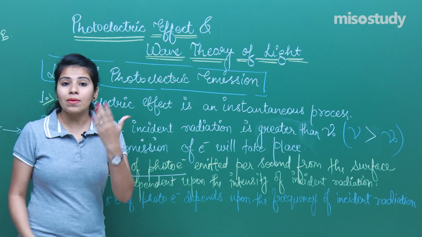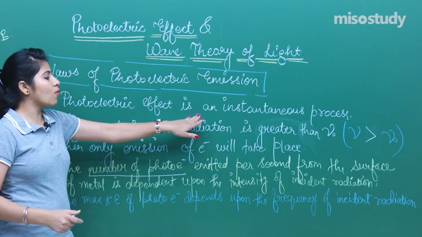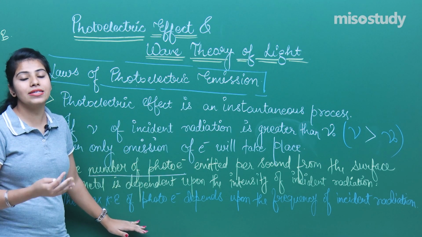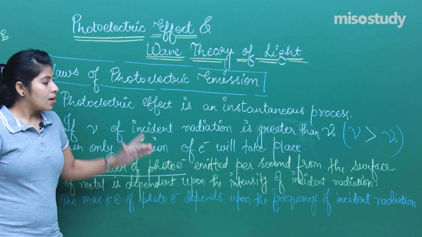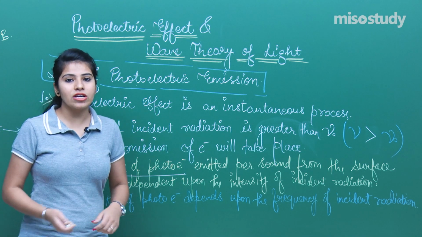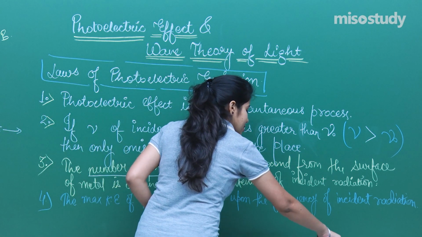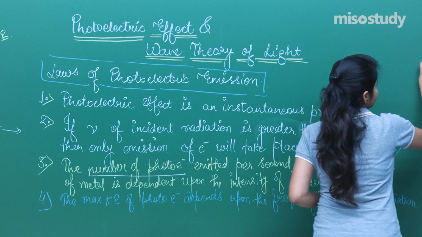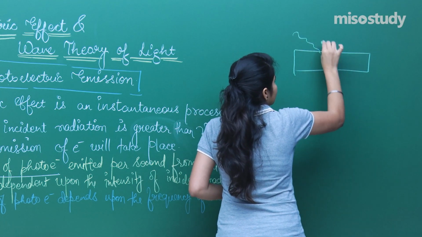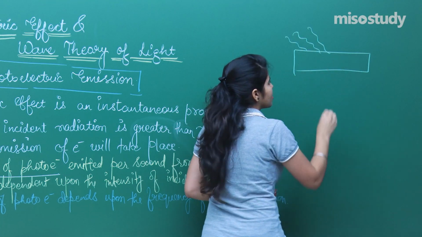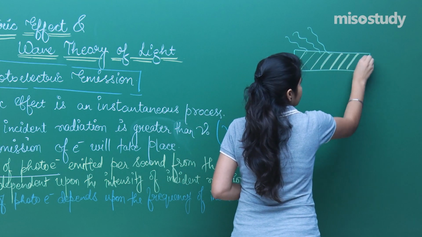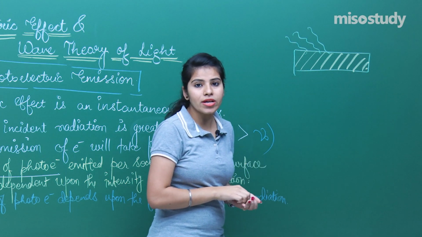For example, if I tell you one by one, we will see that these four laws are not being followed by the wave nature of light. How? You will say how? Let me just start. If light is of wave nature, then suppose I am giving you an example. This is a metallic surface. Light is falling upon this metallic surface.